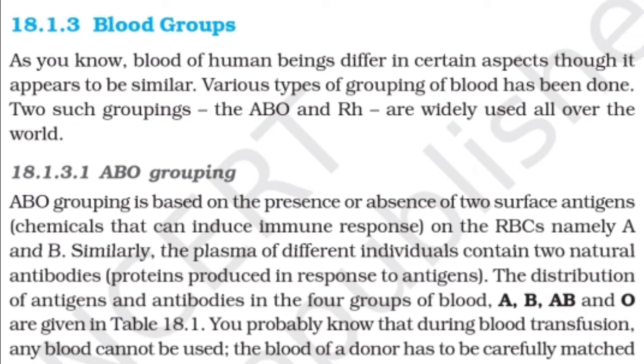18.1.3 Blood groups. As you know, blood of human beings differ in certain aspects. Though it appears to be similar, various types of grouping of blood has been done. Two such groupings, the ABO and Rh, are widely used all over the world.